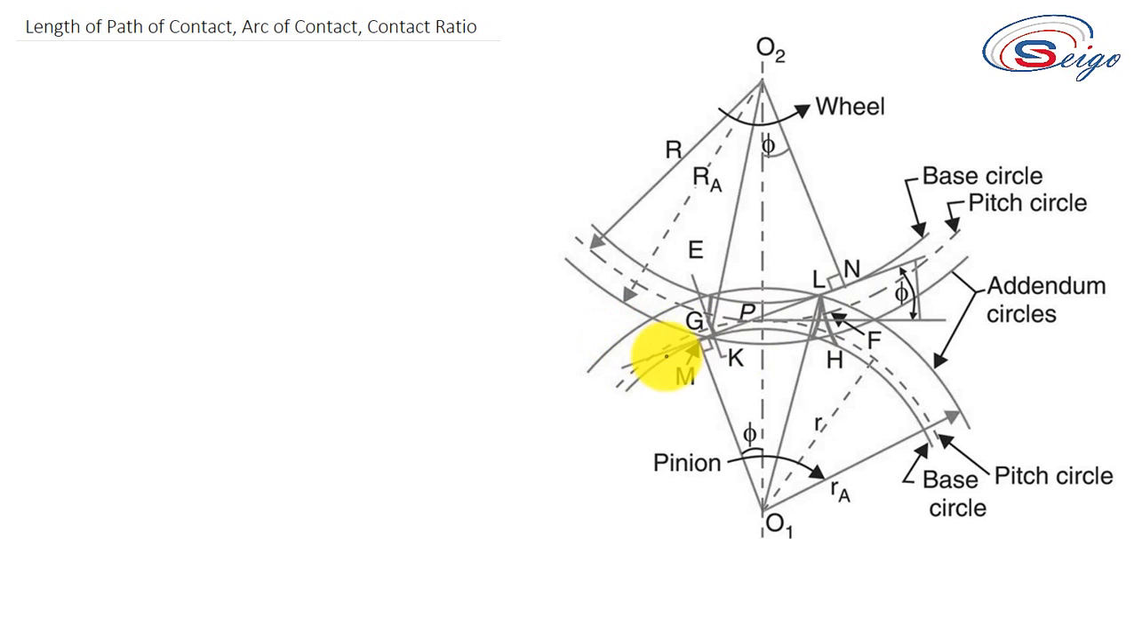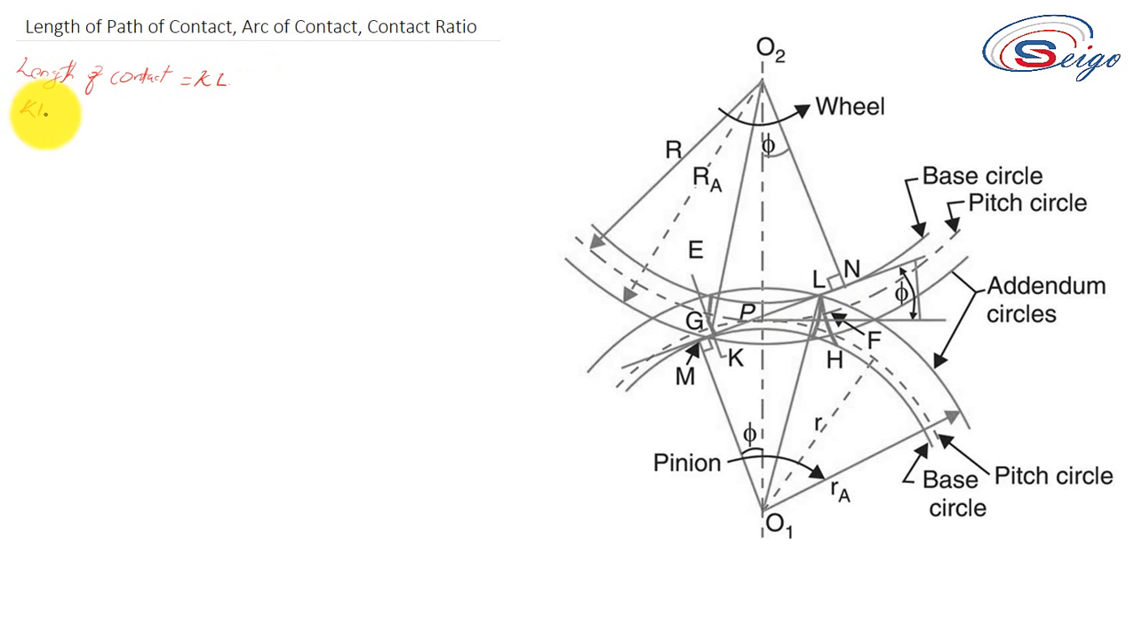Here MN is the common tangent for both the base circles, and this tangent cuts the addendum circle at a particular point, and that point is K. Similarly, the point L is the intersection point of the addendum circle of the pinion and the common tangent. So the length of contact, the total path of contact, will be equal to KL.